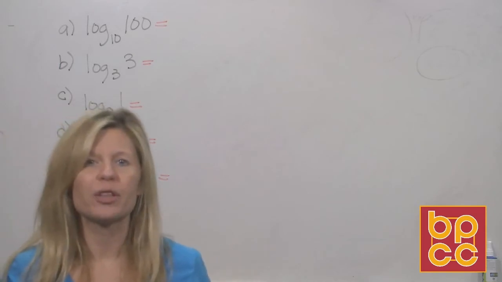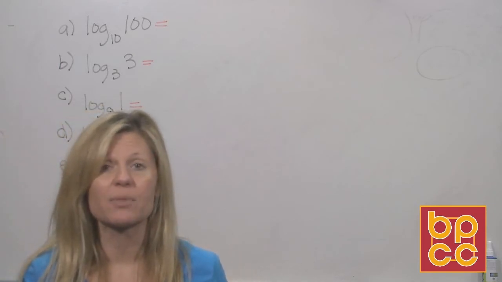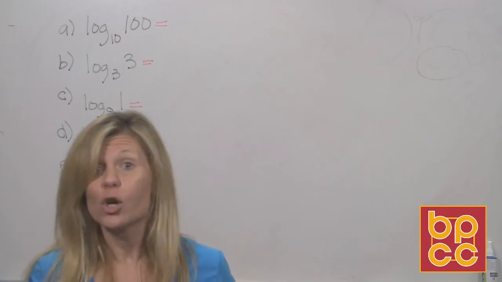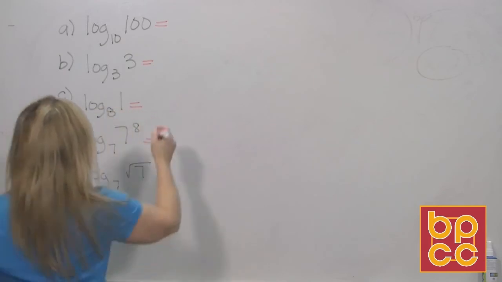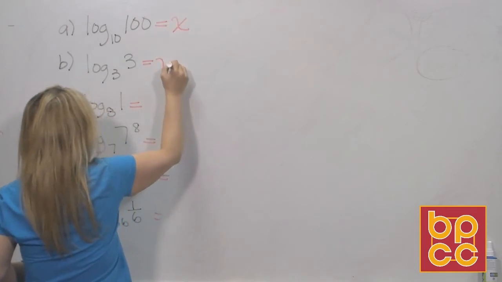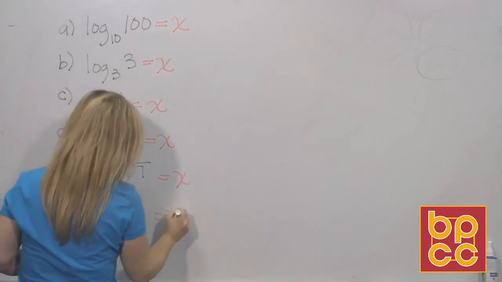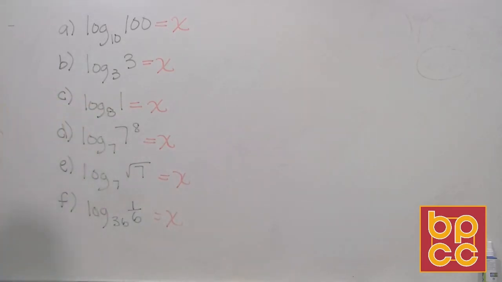So here's a beautiful thing. In algebra, if you don't know what something is, what do you let it be? That's right, you let it be a variable. You don't know the answers to any of these, so we're going to say it equals x. Now, you've just made these all log equations.